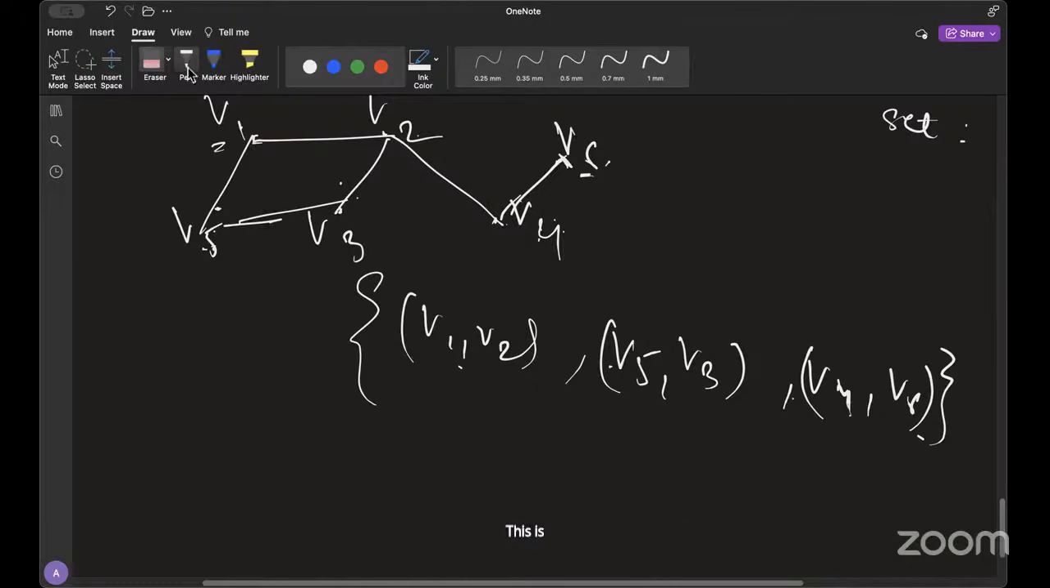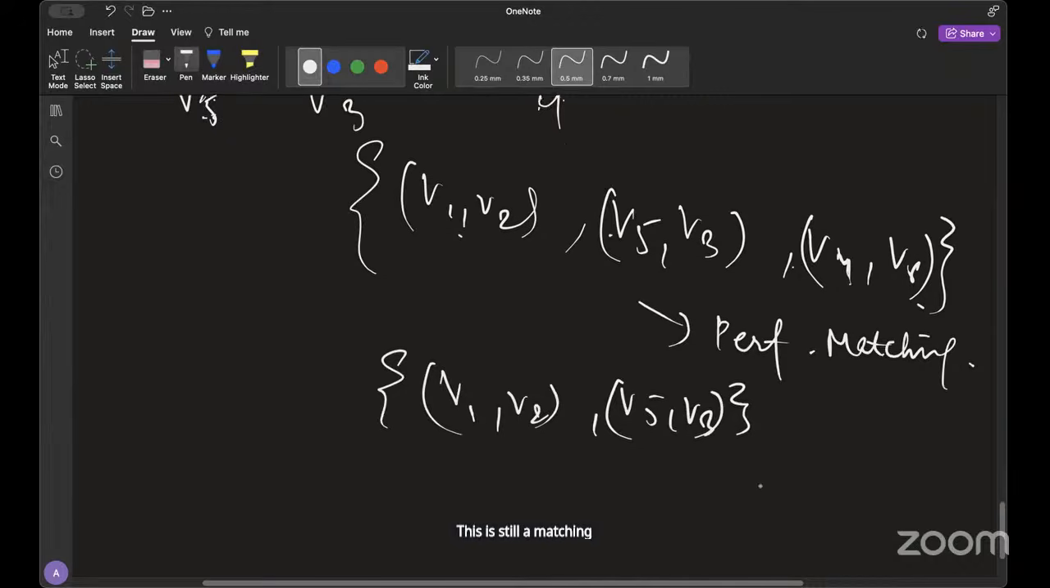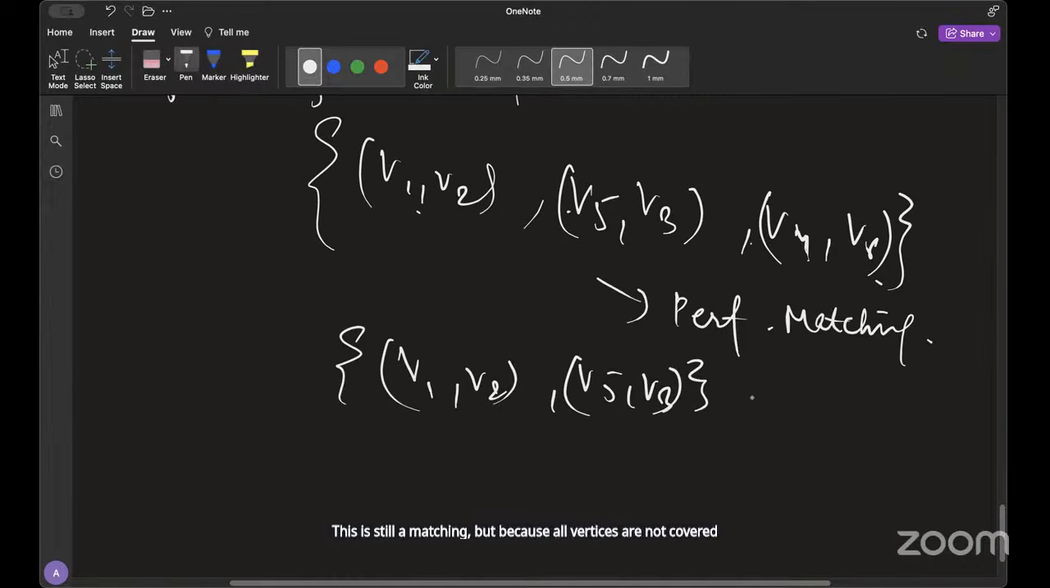This is a perfect matching. And what's not a perfect matching? If you have V1, V2, V5, V3, this is still a matching, but because all vertices are not covered, that's why it's not a perfect matching. This is just a matching and not a perfect matching.